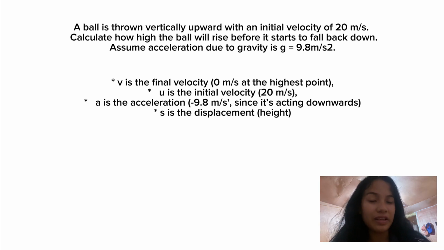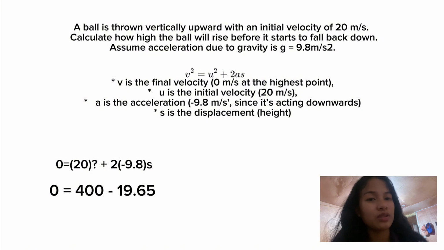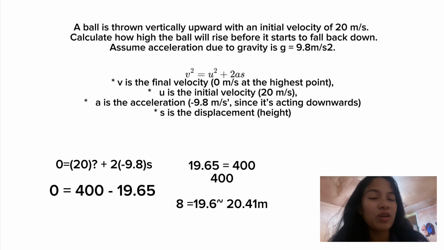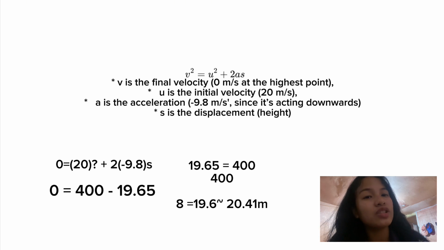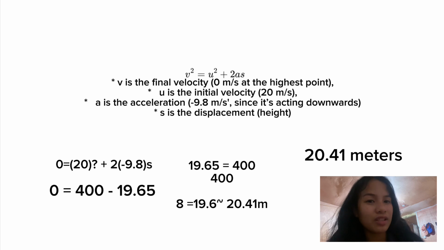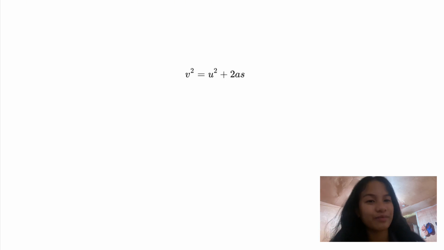Now, let's solve this. 0 is equal to 20 squared plus 2 times negative 9.8 times s. And this simplifies to 0 is equal to 400 minus 19.6 s. And 19.6 s is equal to 400. And s is equal to 400 over 19.6, which results in 20.41 meters. Thus, the ball will rise approximately 20.41 meters before it starts to fall back down.